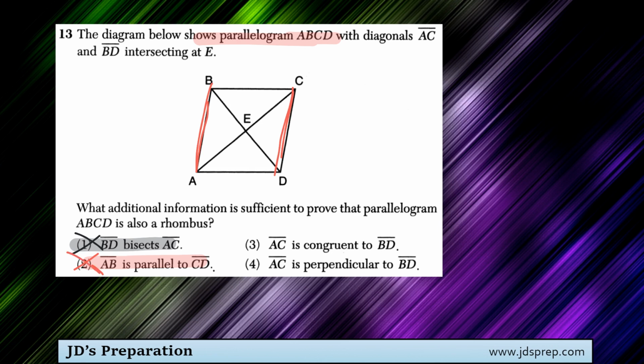Now the third statement says that the line AC is congruent to BD. In other words, the lengths of these two diagonals are the same. Now, that doesn't really help us prove a rhombus in any case.